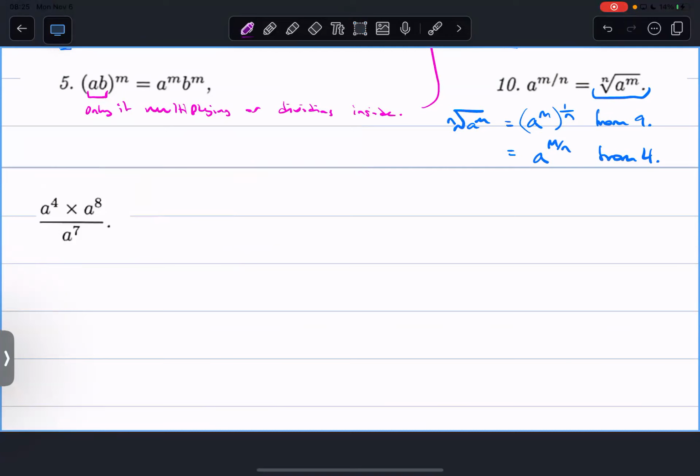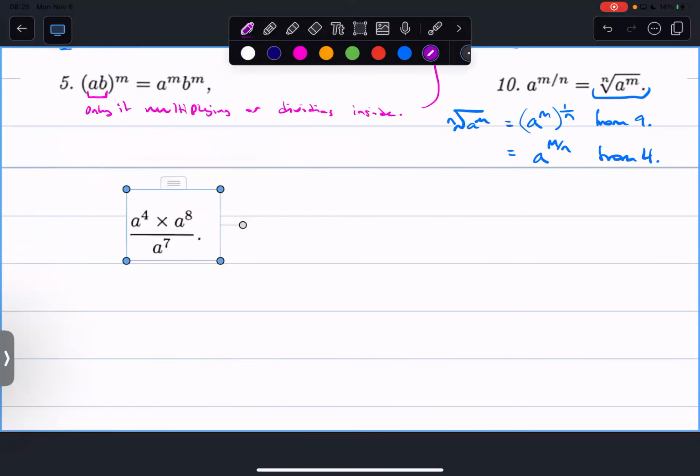So if we want to simplify a to the power of 4 times a to the power of 8 over a to the power of 7, there are a few ways that you can do this, but you're going to end up in the same spot. What I like to do is, if I have to simplify these things, the first thing I'm going to check is, do they all have the same base? And they do, right? They all have a base of a, so that's good. So I'll be able to zip these up.